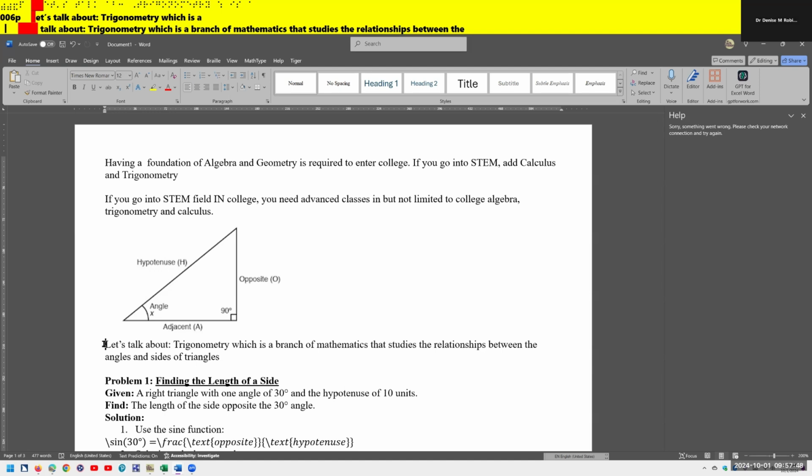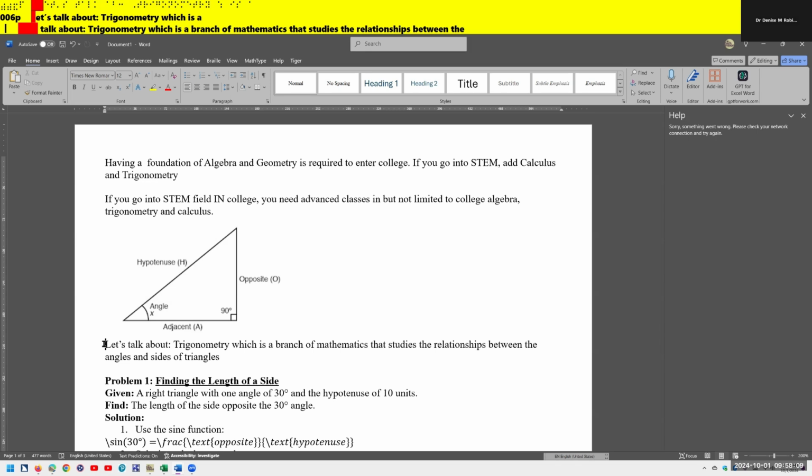If you go into the STEM field in college, all those classes that you took in high school, you're just going to take more advanced classes. And of course, you're talking college algebra, trigonometry, calculus, but that is not limited to that. The further you want to go in engineering, et cetera, building buildings, more math is better.